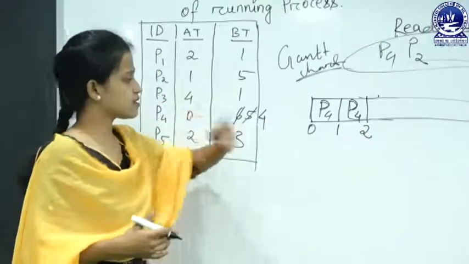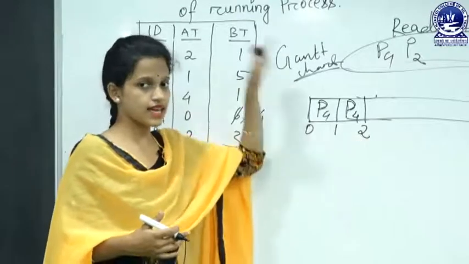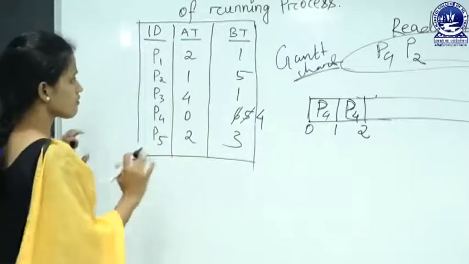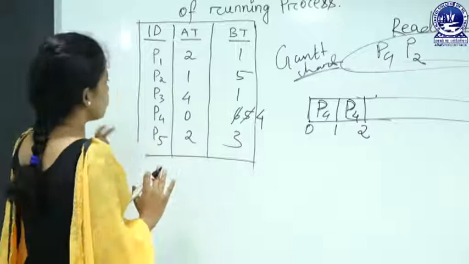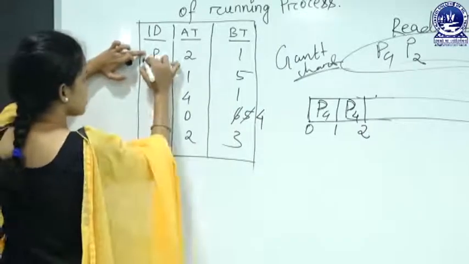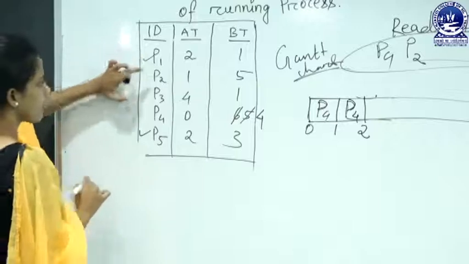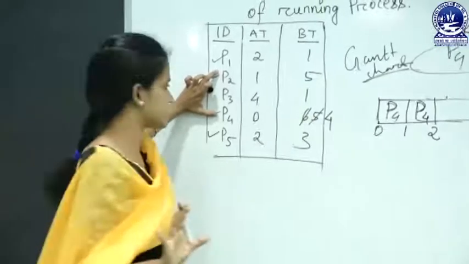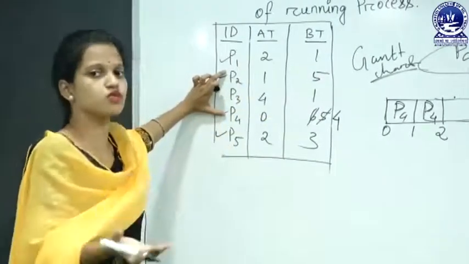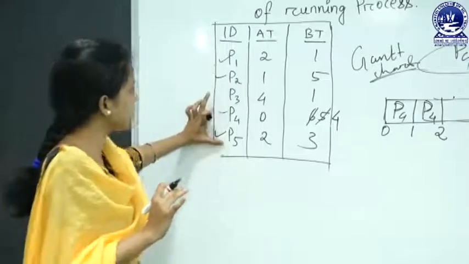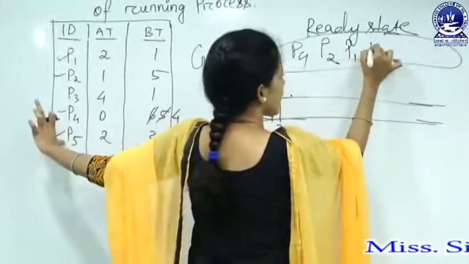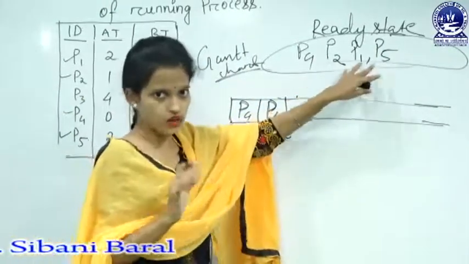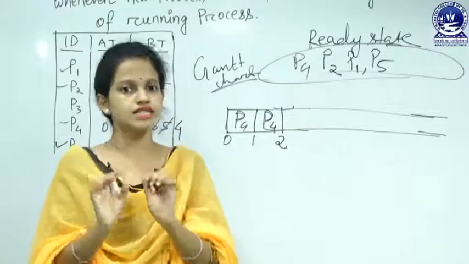Next, check at 2 milliseconds, is there any process that arrived at the ready state? Yes. Now in the ready state at 2 milliseconds, we have P1 and P5, and P2 and P4 have already reached the ready state at 1 and 0 milliseconds. Newly arrived processes are P1 and P5. So in the ready state, how many processes are there? 4 processes. And we have to check the smallest burst time.